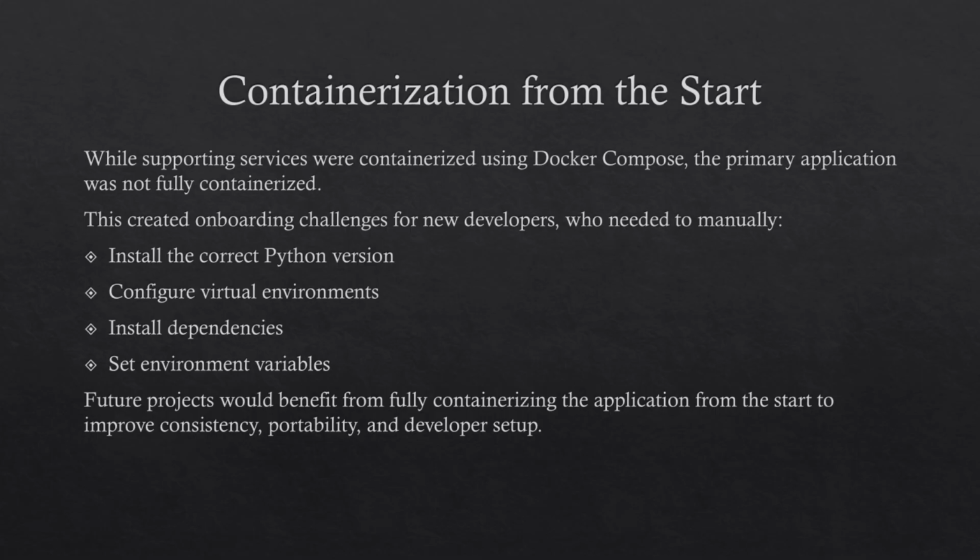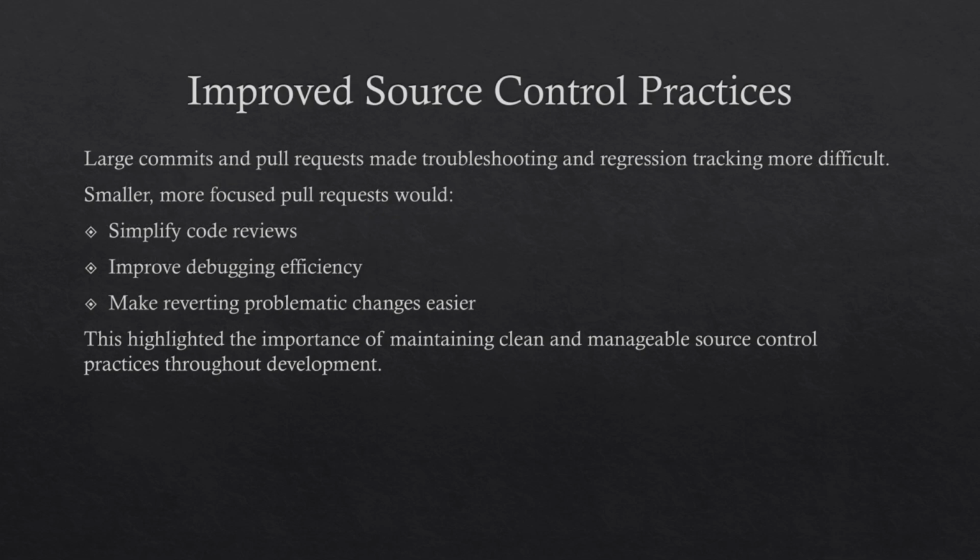And third, I personally should have broken up some of my commits into smaller sections, so smaller pull requests. Some of my large ones would make it hard to troubleshoot if you discover that there was a regression and need to go back.